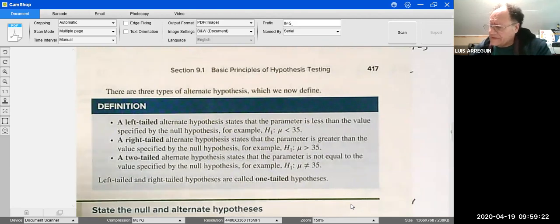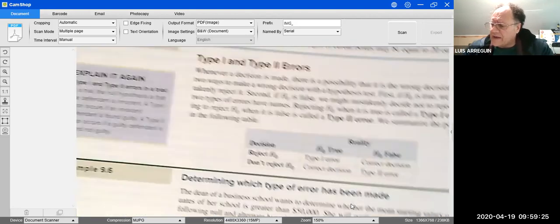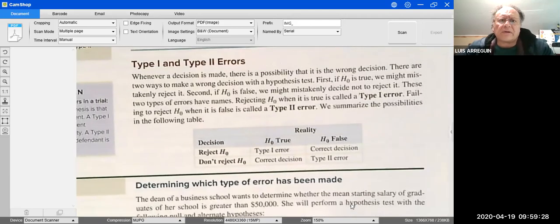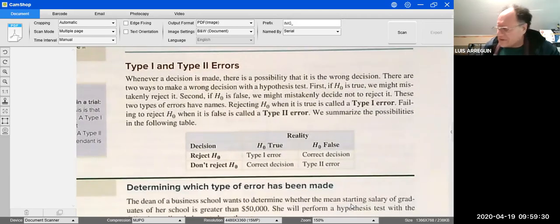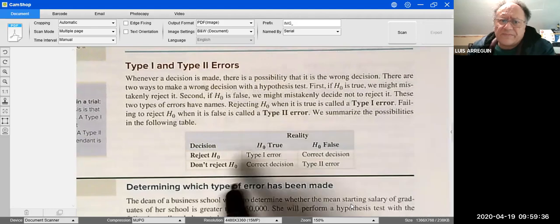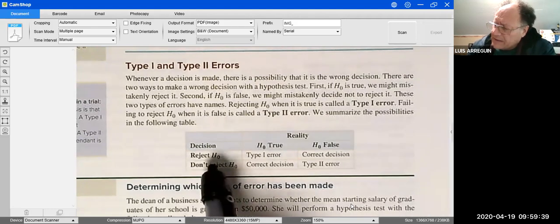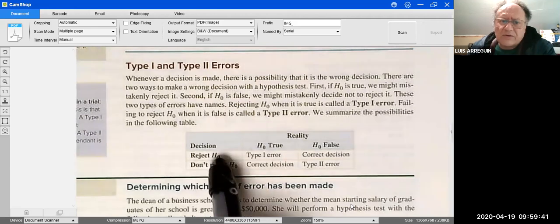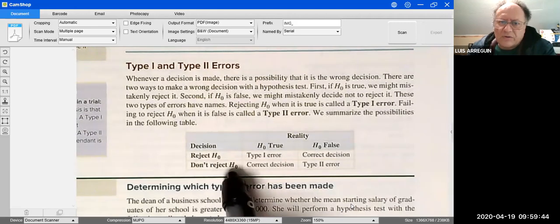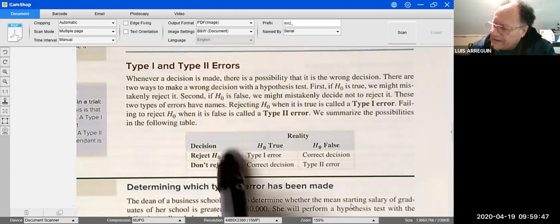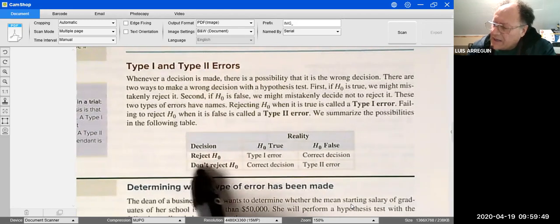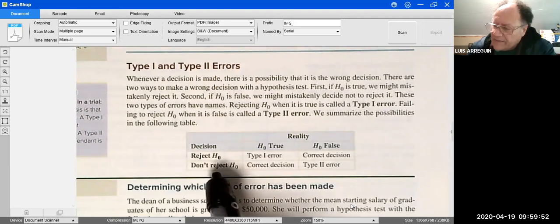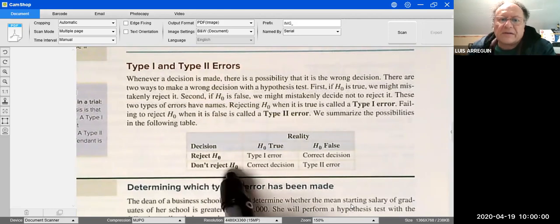Finally, from this section, the only thing that you need to have in mind that is important is about type 1 and type 2 errors. This is just a definition that you're going to learn. You're going to make a decision at the end of the test, and your decision is going to be rejecting the null or not rejecting the null. So check this very carefully. You don't see here the word accept. We don't test about accepting the null. We reject or we don't reject the null.